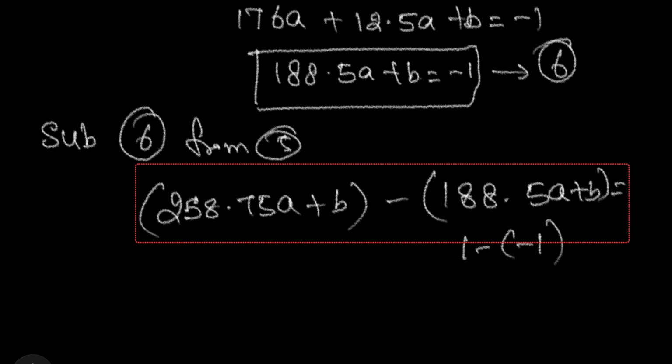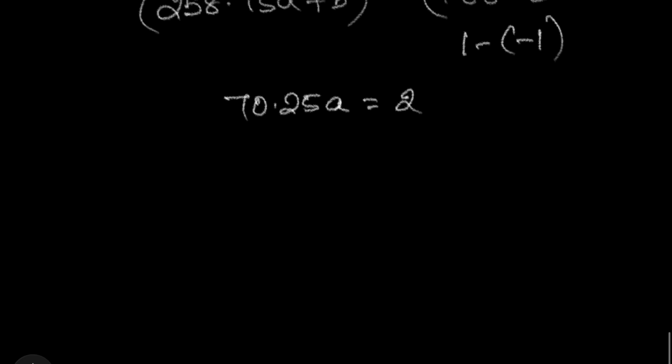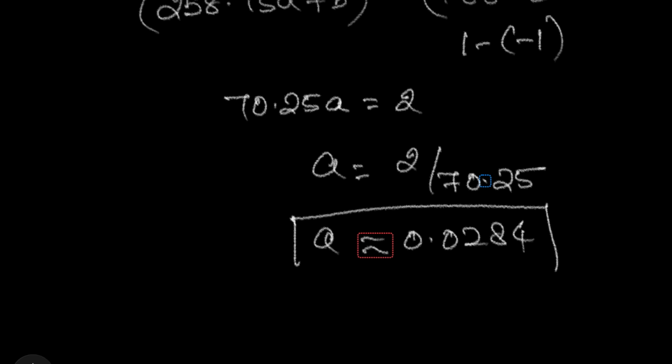So now if I solve this, I'll get 70.25a equals 2. So now if I want to derive the value of a, 2 divided by 70.25, which approximately gives you the value of 0.0284. So this is the value of a. So with the help of the win and loss boundary equations, we found the value of a here.